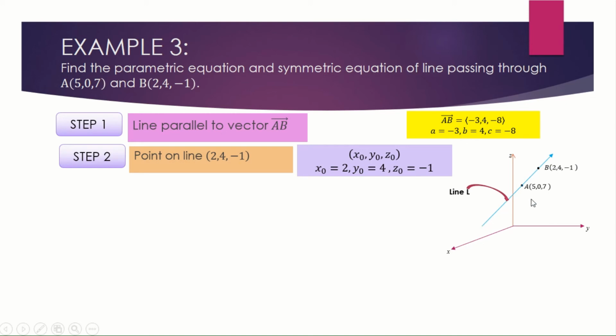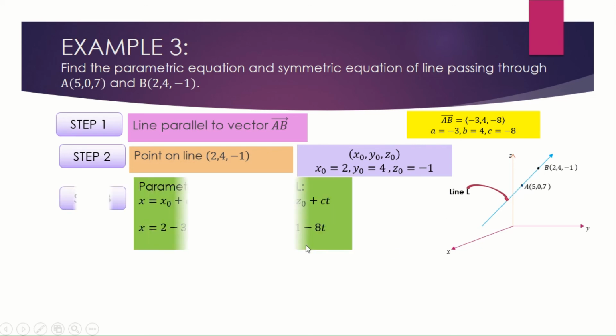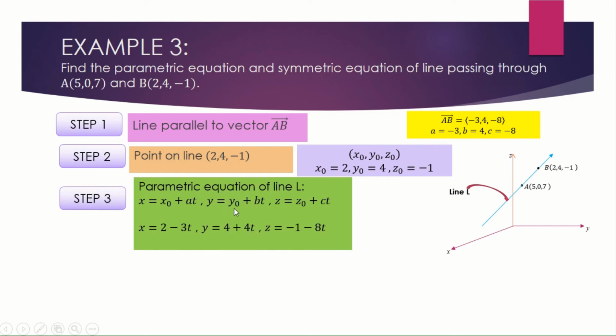If we draw this, this is vector AB. Of course, line L is parallel to vector AB, so in step 1 we pick the parallel vector as AB. In step 2 we choose point B; you can choose point A also. Then we can write the parametric equation of the line: x is equal to 2 minus 3t, y is equal to 4 plus 4t, and z is equal to -1 minus 8t.